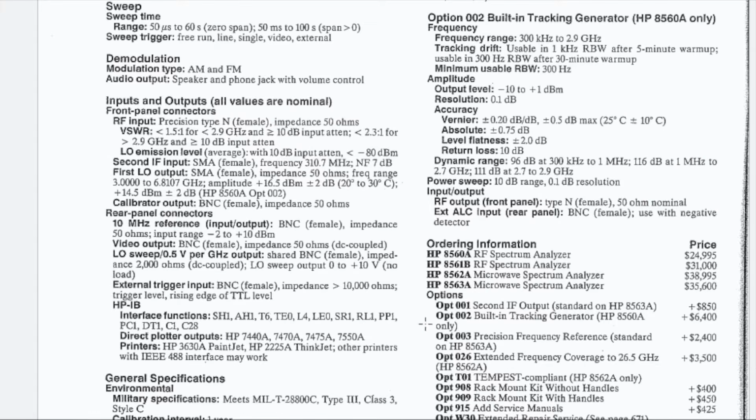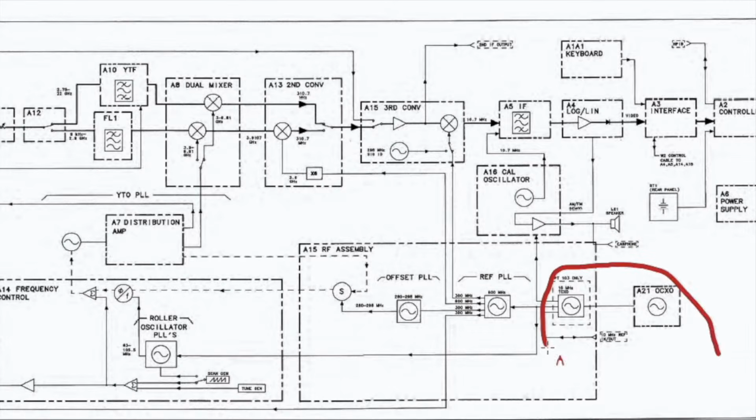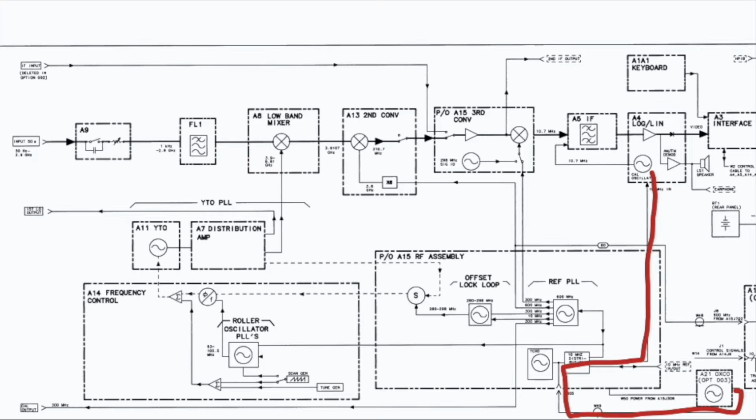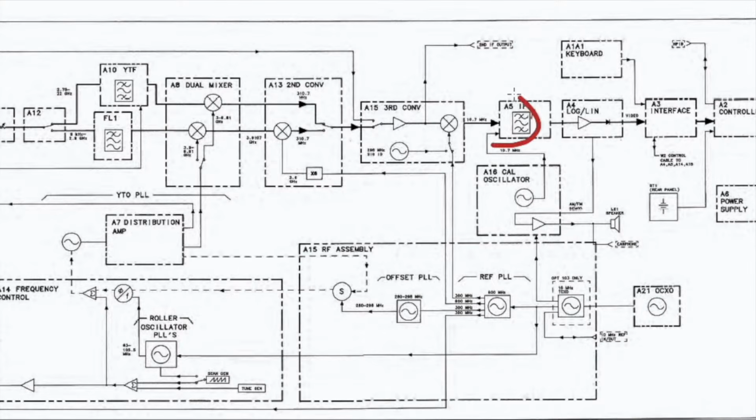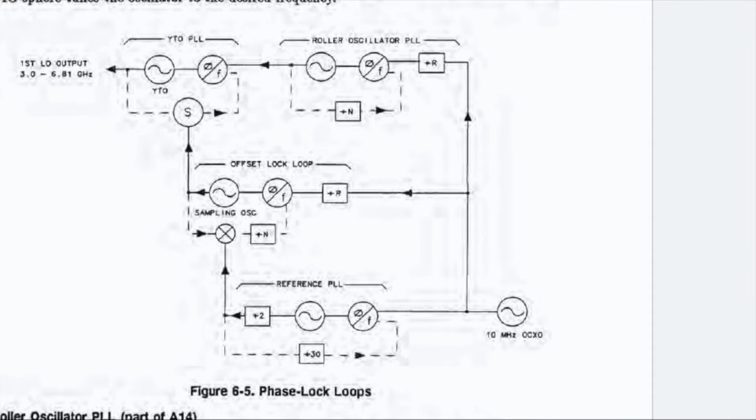The A21 Oven Control Crystal Oscillator, or OCXO, is standard on this model as confirmed by the datasheet. The 10 MHz signal feeds different clocks for this analyzer, such as the cal oscillator generating the 10.7 MHz required for the final IF mixing. This 10.7 MHz is phase locked to the 10 MHz reference. It also passes through a PLL producing 600 MHz and 300 MHz signals, also phase locked to this 10 MHz reference. Let's have a look at a more precise block diagram.